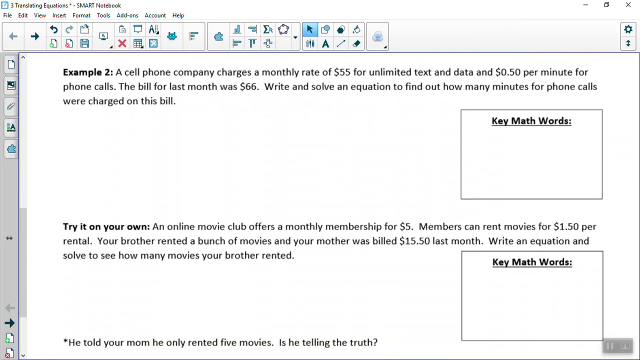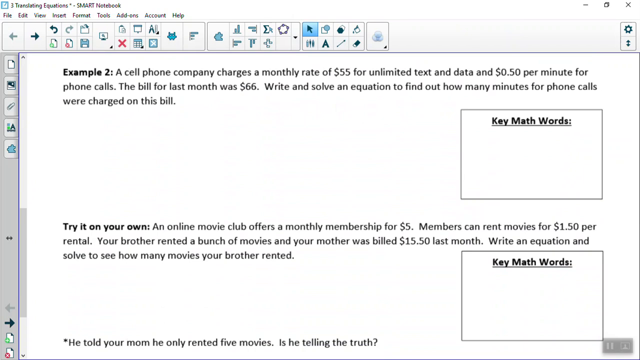Okay, let's take a look at example number 2. A cell phone company charges a monthly rate of $55 for unlimited text and data, and 50 cents per minute for phone calls. The bill for last month was $66. Write and solve an equation to find out how many minutes for phone calls were charged on this bill.